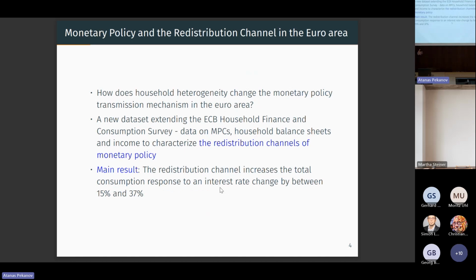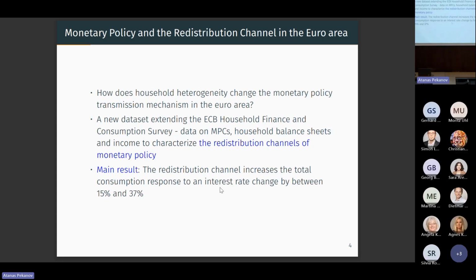Starting from the question, how does household heterogeneity change the monetary policy transmission? To answer this, I amend the ECB Household Finance and Consumption Survey. I extend it in a number of avenues to be able to quantify this. And the main result that we will get, and I will show you, is that implicit redistribution, which happens after an interest rate change, when households are different, increases the total consumption response to an interest rate change by between 15 and 37%. So in representative agent models, we are missing this part of the total consumption response because we are missing this implicit redistribution between households.